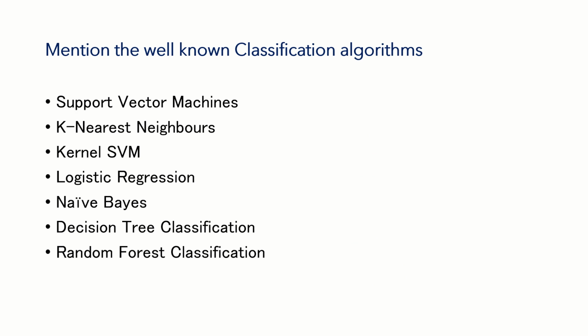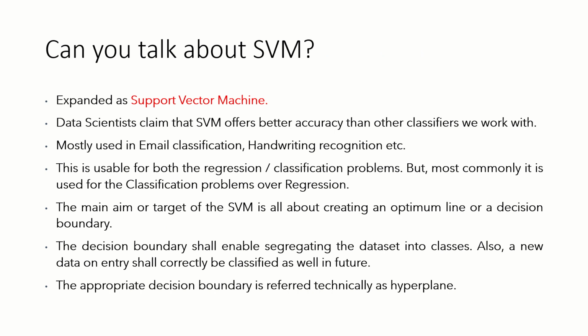Mention the well-known classification algorithms. Support vector machines, KNN, kernel SVM, logistic regression, naive Bayes, decision tree classification, random forest classification. All these are very important, and they are listed as the most famous and the most common classification algorithms. Can you talk about SVM? This is a very important question. Wherever you go in the interview, this question is quite common.